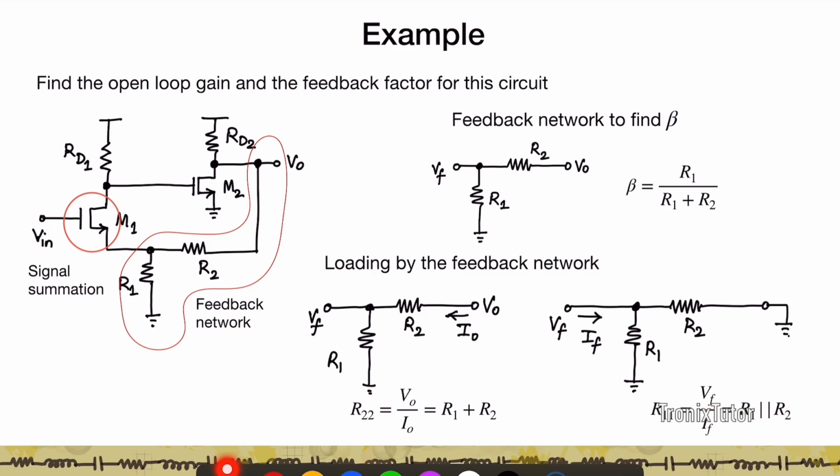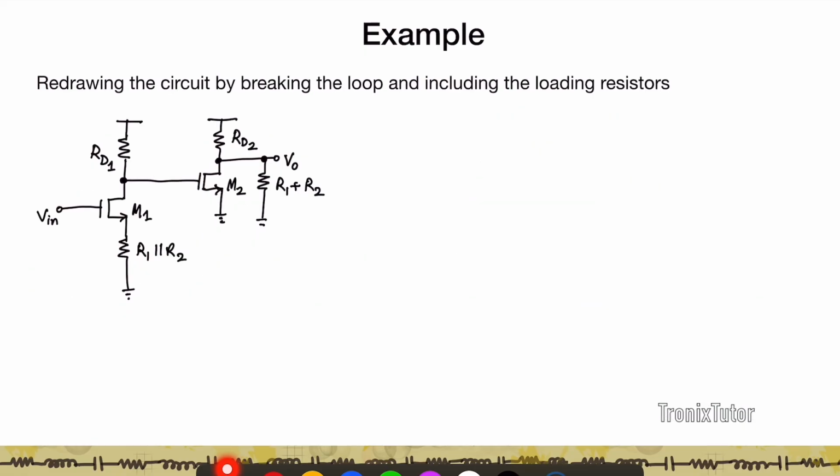So now that I estimated what the load resistors are because of the feedback network, to calculate the value of A, I will basically redraw the circuit by breaking the loop there and attaching my R1 plus R2 as a load for the output, my R1 parallel R2 as a load for the input, and then I want to measure V0 upon Vn.